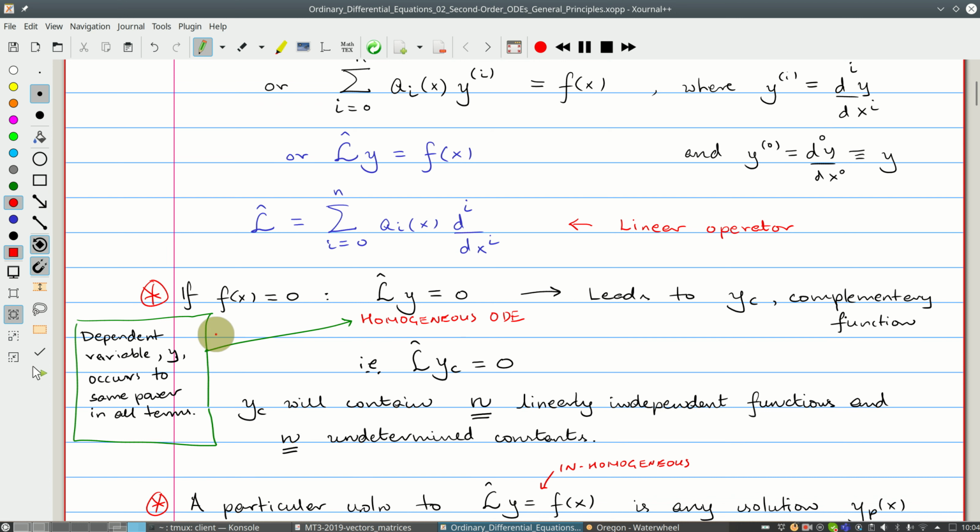Now if f(x) is 0, that means if our source function is 0, then this differential equation becomes the operator L operating on y is equal to 0. This is called the homogeneous equation.